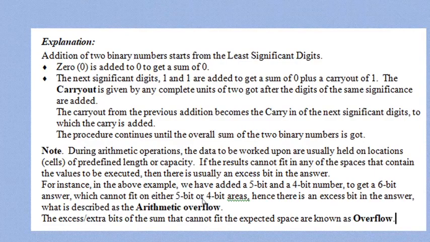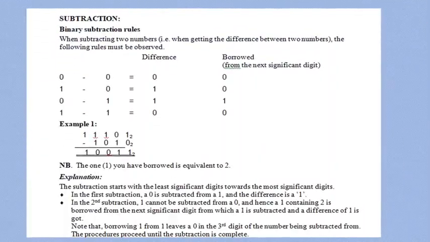And therefore, the explanation is that addition of two binary numbers starts from the least significant digits. 0 is added to 0 to get a sum of 0. For the next significant digit, 1 and 1 are added to get a sum of 0 plus a carry of 1, therefore 10. Then you carry it to the next value.